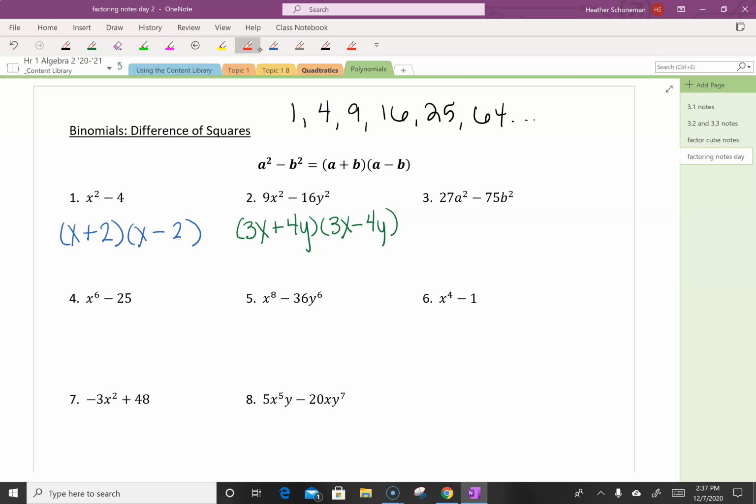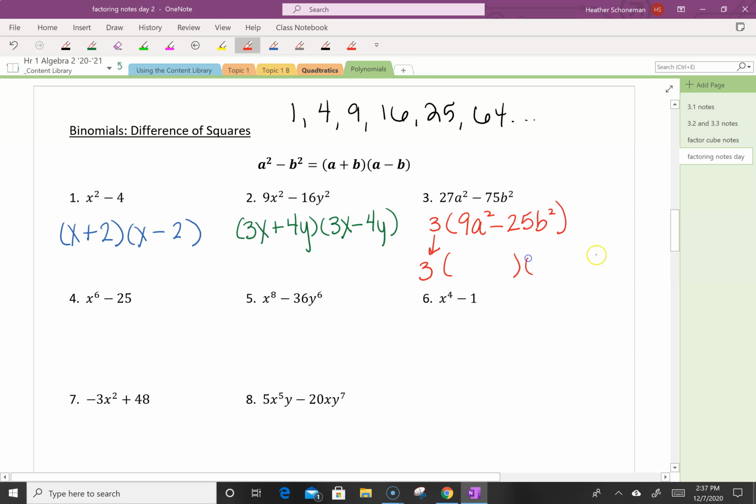Now in number 3, you're thinking, I can't take the square root of all that. But you need to keep remembering, you've got to look for the greatest common factor first, which in this case is 3. So I'm going to take out a 3. Now I'm only taking out a number, so it's not going to change my variables. So 27 divided by 3 is 9, so I have 9a squared, minus 75 divided by 3 is 25, so I have 25b squared. In the parentheses, it's now a binomial, and I can take the square root of both. So now I can use my pattern.